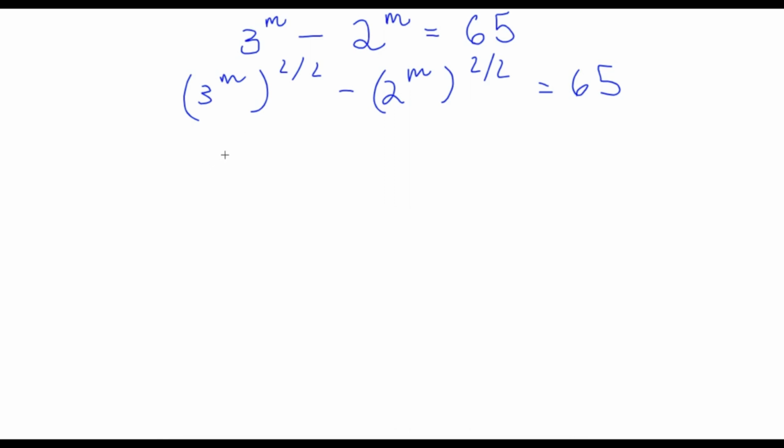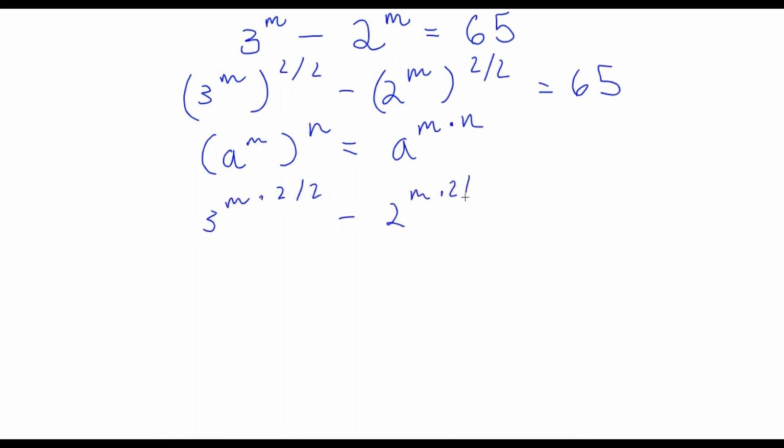Now if we have something in the form a to the power of m to the power of n, this is equal to a to the power of m times n. So I'm going to use this exponential property for both 3 to the power of m to the power of 2 over 2 and 2 to the power of m to the power of 2 over 2. So now I have 3 to the power of m times 2 over 2 minus 2 to the power of m times 2 over 2 is equal to 65.